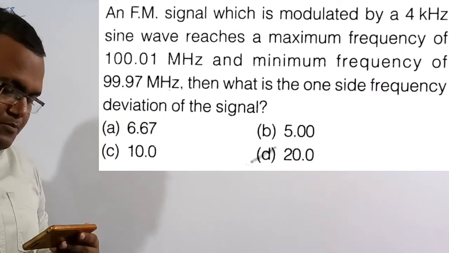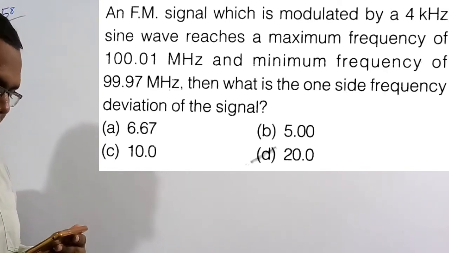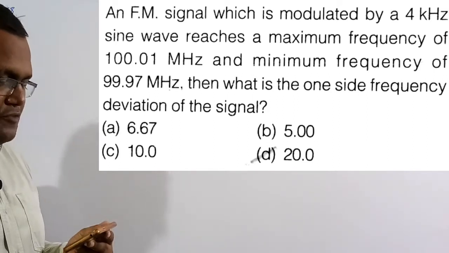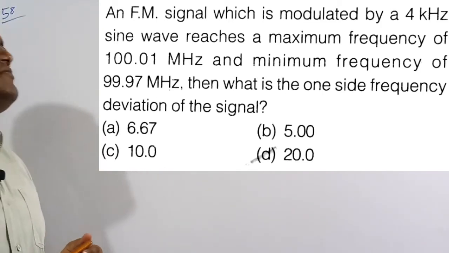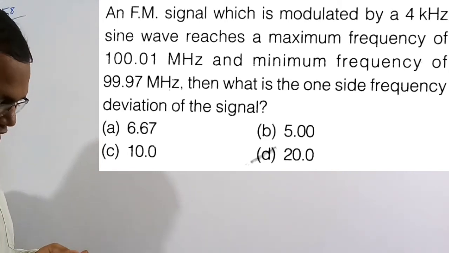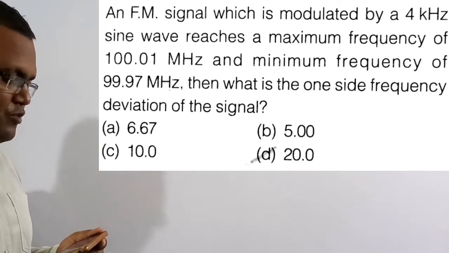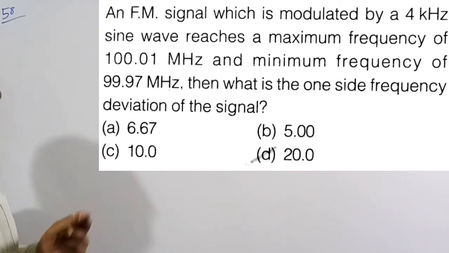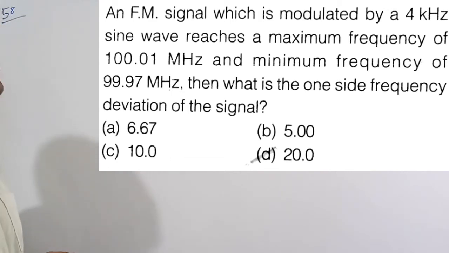Now we are going to solve the 50th question. See the question here. An FM signal which is modulated by a 4 kHz sine wave reaches a maximum frequency of 100.01 MHz and a minimum frequency of 99.97 MHz. Then what is the one side frequency deviation of the signal? If you see carefully, this is an FM signal, and the message signal frequency or modulating frequency is 4 kHz. The FM wave s(t) has a maximum frequency of 100.01 MHz and a minimum frequency of 99.97 MHz. We need to find the frequency deviation delta f. Out of the four options, option D is the correct solution of this question.